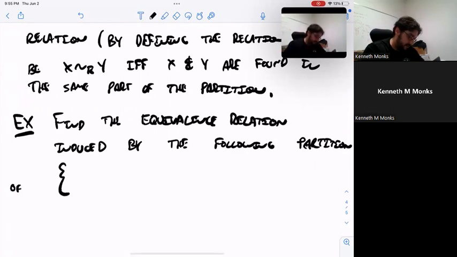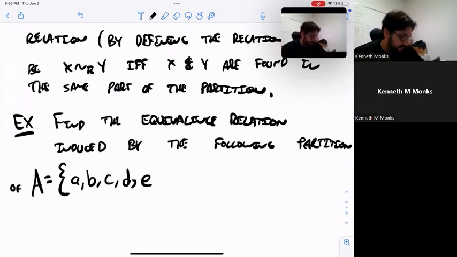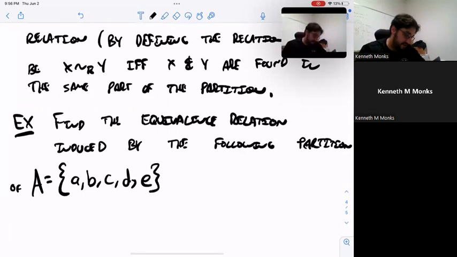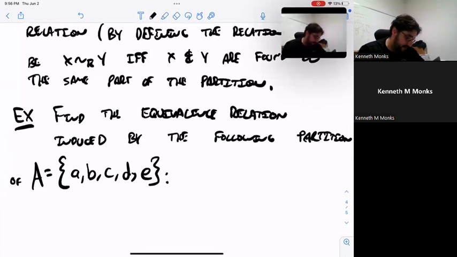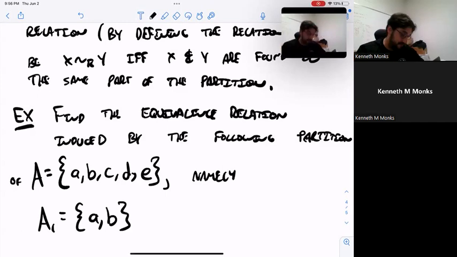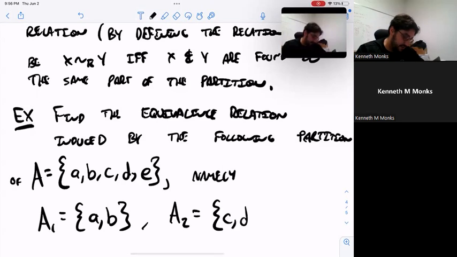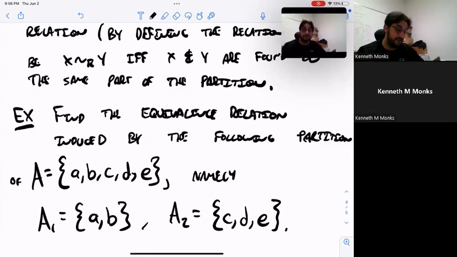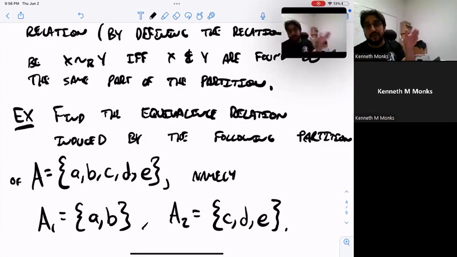So my set A is just going to be the letters A through E. That's my set A. And the partition is going to have just two parts. One part is going to be A, B. One part is going to be C, D, E. Those are going to be the two parts of my partition. Notice it's a valid partition because A1 union A2 equals A, and A1 intersect A2 is empty.